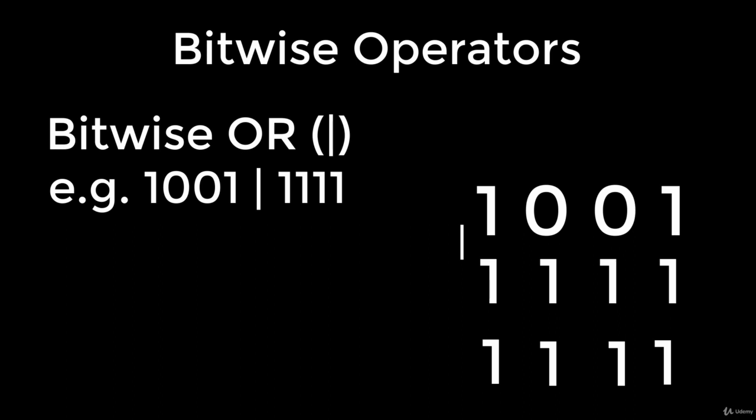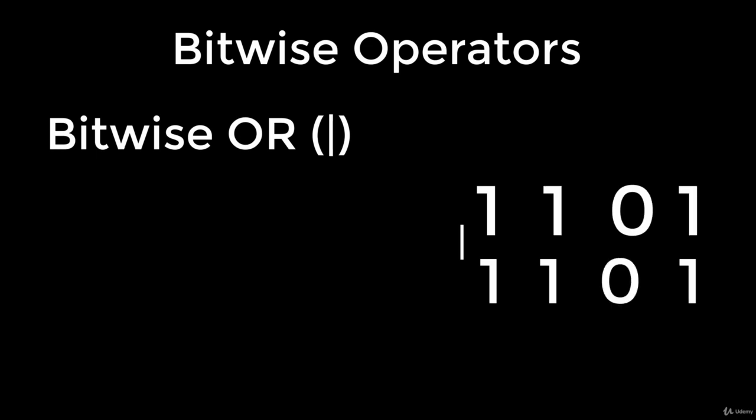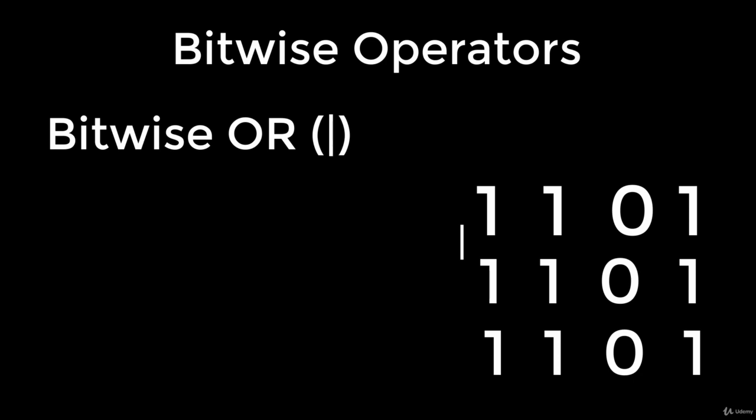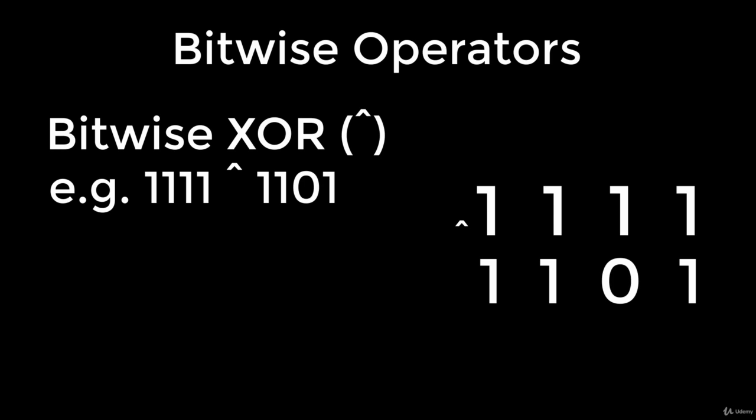You can start to see how it's very similar to the Boolean OR operator. Try working this one out. Did you get 1101? The bitwise XOR, or exclusive OR, combines the two values. It will only ever give you a true if only one of the values being compared is true. Otherwise, you get a false.